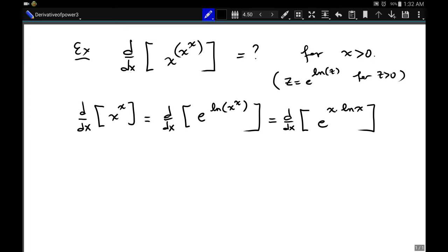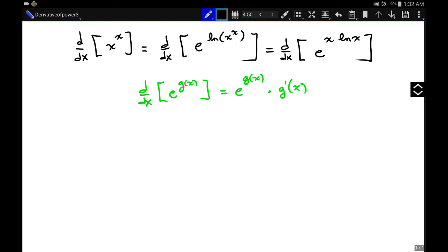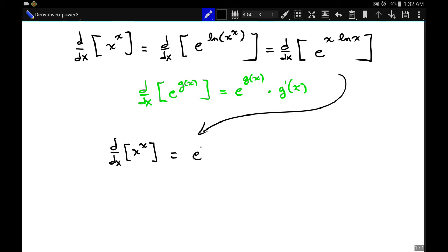Now the derivative of this. Using the derivative formula, d over dx of e to the g of x is e to the g of x times g prime. So this is now equal to itself times the derivative of x ln x, using the product rule. This means ln x times 1 plus x times 1 over x.